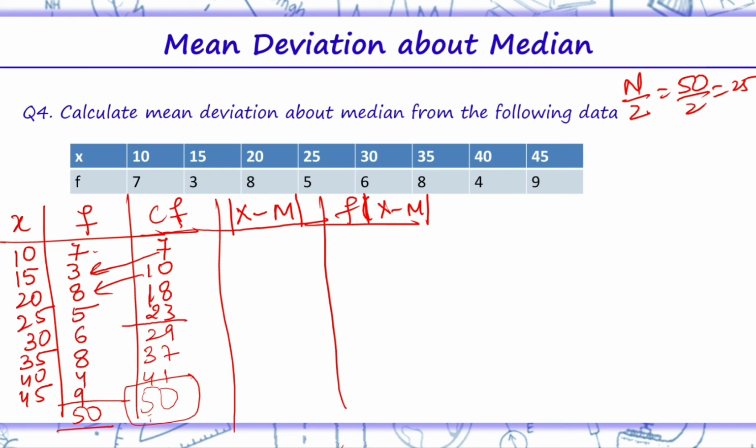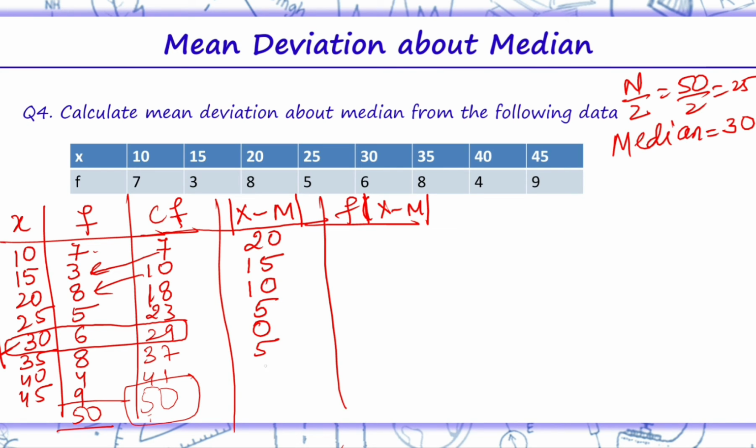So where will 25 lie? It will lie over here, because 23 is less than 25, so it lies in this class. So this x is the median, that means the median over here is 30. Now we'll subtract the median from each value of x. 10 minus 30 is 20, 15 minus 30 is 15, 20 minus 30 is 10, then 5, then 0, then again 5, 40 minus 30 is 10, 45 minus 30 is 15.